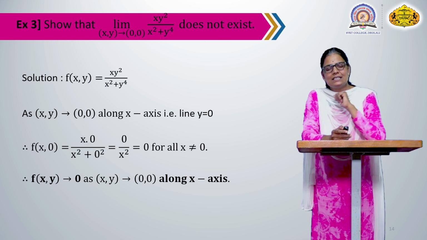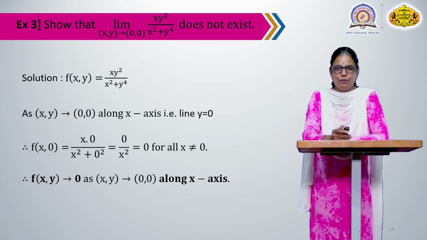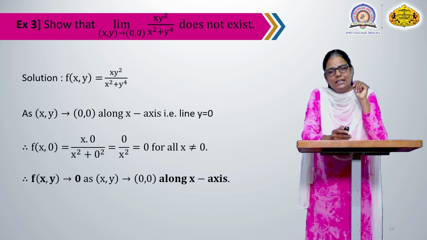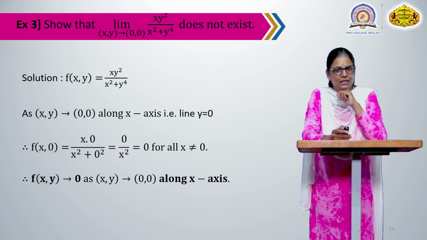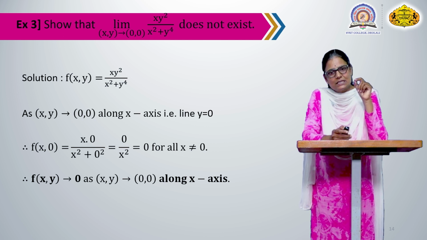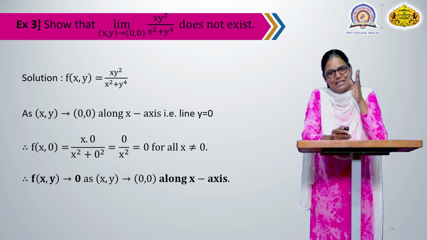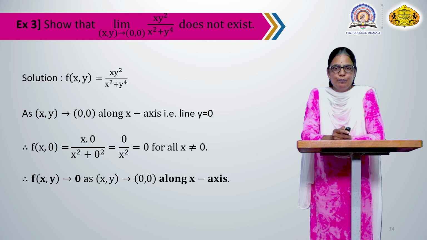In the second case, the function is xy upon x square plus y square. So in the numerator the degree of x is 1 and the degree of y is also 1, and in the denominator, x square plus y square, the degree of x is the same as the degree of y. So in that case we consider the path y equals x.